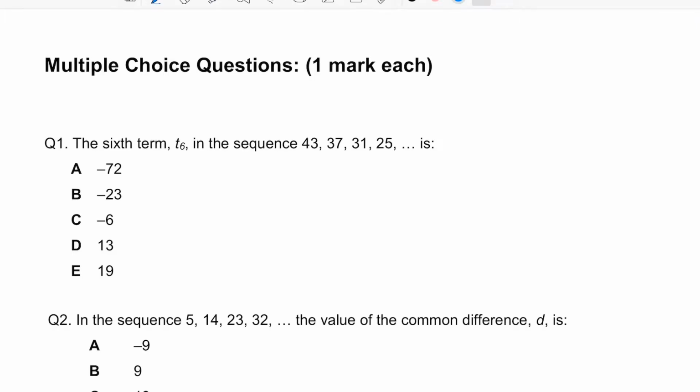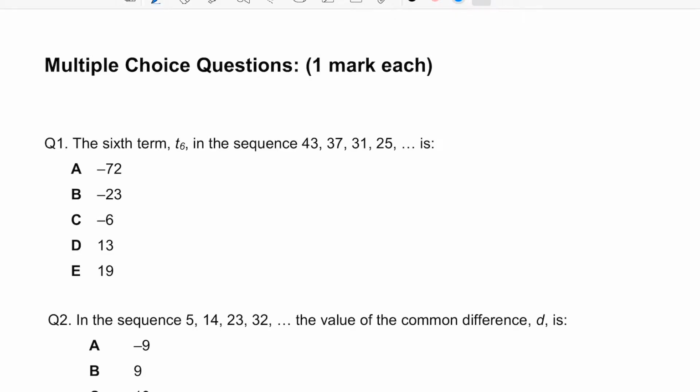Alright, so I'm going to go through the answers to the 2021 Recursion and Financial Maths SAC. So we'll start with the multiple choice questions, and question 1 is asking us what the sixth term, so in this case T6, in the sequence 43, 37, 31, 25, and then obviously this sequence continues is.